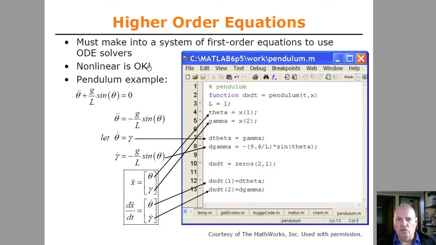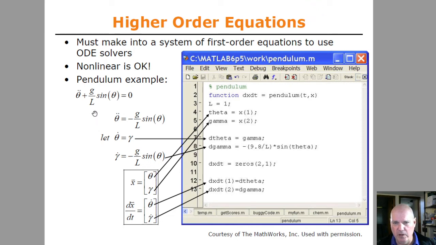You can use this to solve nonlinear differential equations, but Octave requires that for an arbitrary order differential equation, you have to convert it into a system of first order equations. And there's a technique for doing that. That's illustrated here. You have to introduce a dummy variable or dummy variables for the higher order derivatives. I'm not going to go through the process.